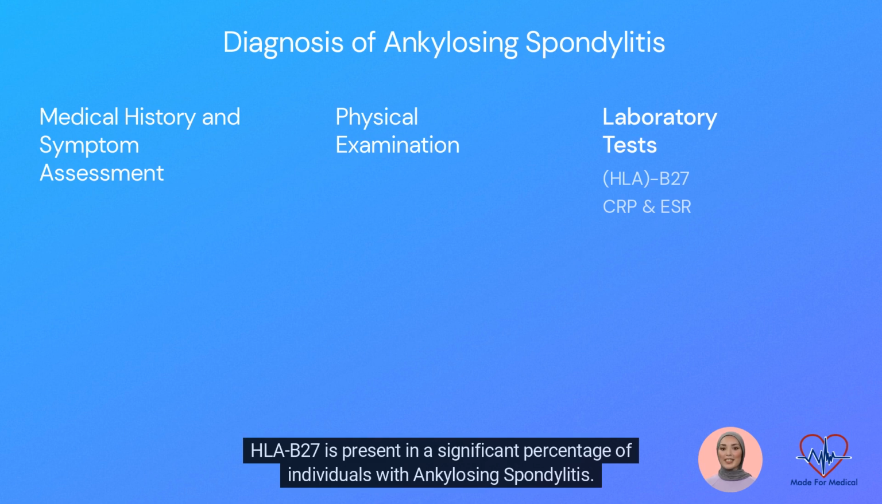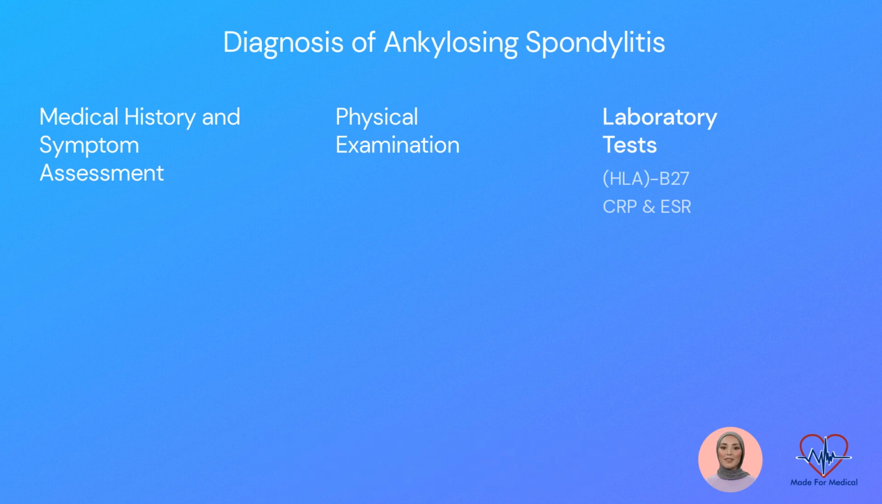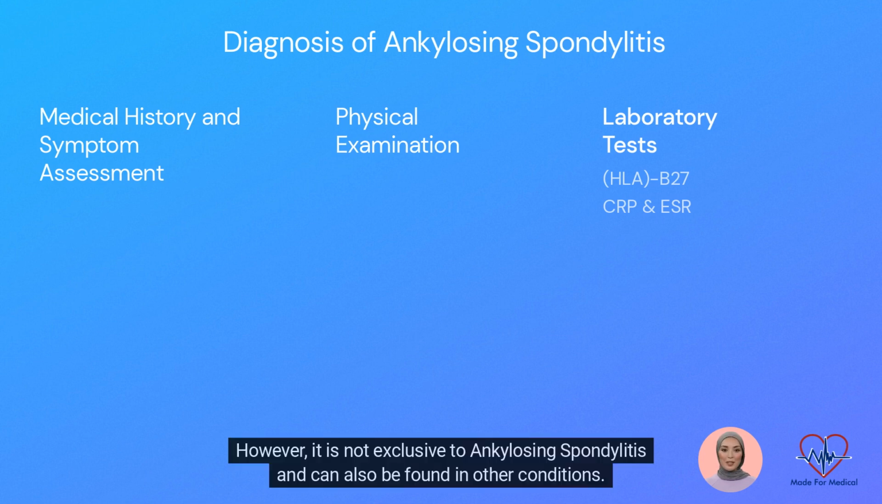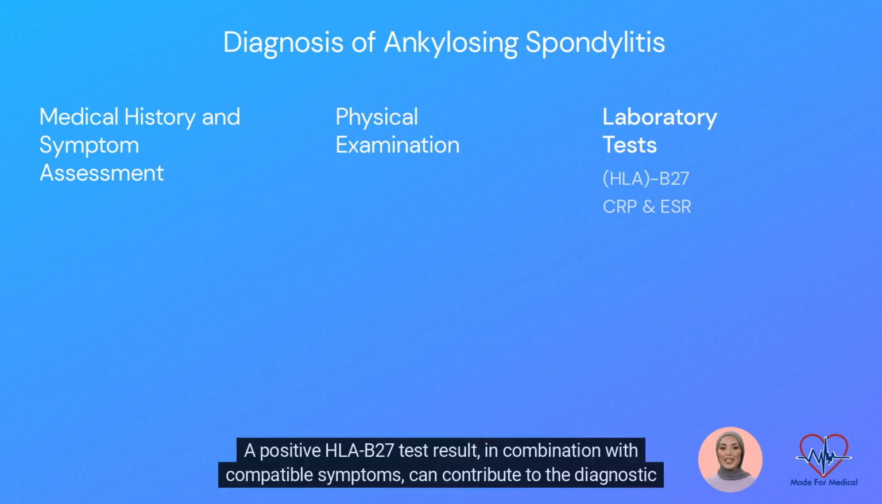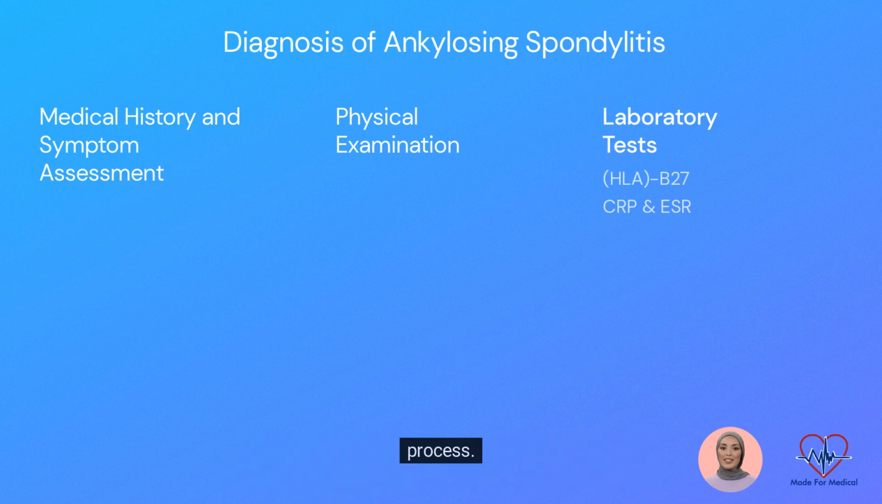HLA-B27 is present in a significant percentage of individuals with ankylosing spondylitis. However, it is not exclusive to ankylosing spondylitis and can also be found in other conditions. A positive HLA-B27 test result, in combination with compatible symptoms, can contribute to the diagnostic process.